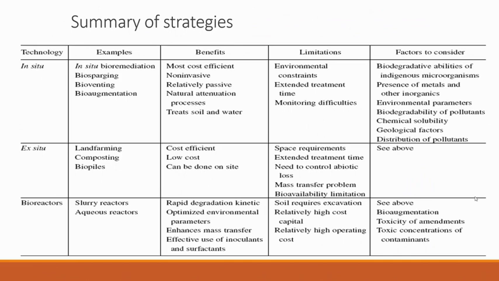So, to summarize the strategy, we've looked at some of them. You can see the technology, whether in situ, ex situ, or bioreactor. For example, in situ bioremediation, we have biosparging, bioventing, and bioaugmentation. Ex situ, you have land farming and composting piles, and for bioreactors you have slurry reactors or aqueous reactors. So we have their benefits, which you need to go through.